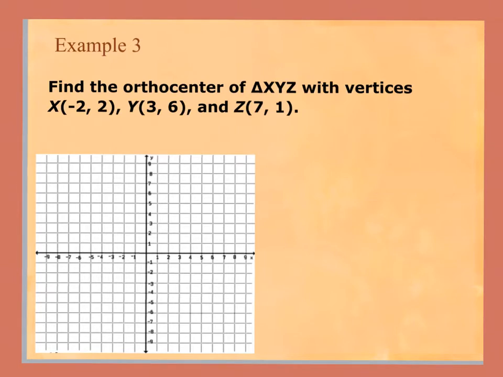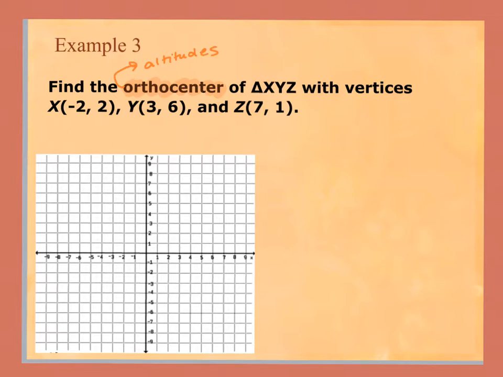Example 3 says to find the orthocenter of triangle XYZ with vertices X(-2, 2), Y(3, 6), and Z(7, 1). So again, we've been talking about it, but at the end of this chapter, all of these terms are going to get blended in together. So it's important to identify that orthocenter means where the altitudes meet.